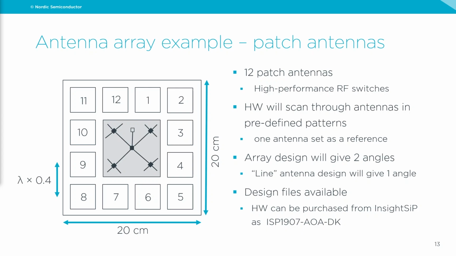One important item with this one is the distance between the antennas. As you can see here, with this system, we are running with an antenna distance of lambda 0.4. It's 5 centimeters between the centers of the antennas. This is shorter than half wavelength because it reduces the complexity of the algorithms that you run to find out the direction of the incoming signal.